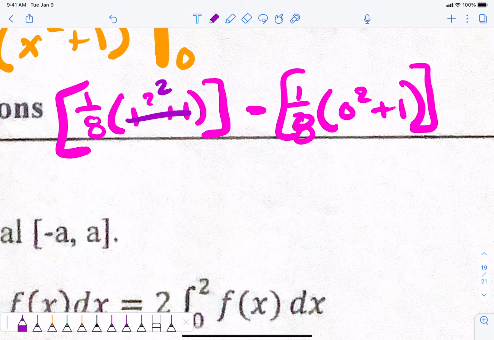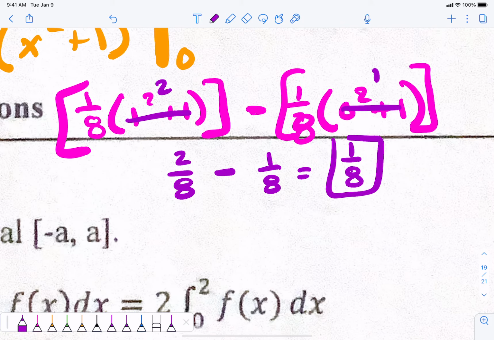What's 2 times 1/8? I'm going to leave it as 2 eighths for just a second because we're going to need a common denominator. So you're right, it is 1/4, so it's 1/8 minus 0 squared plus 1 is 1, and 1 times 1/8 is 1/8. That's why I wanted to leave that as 2 eighths. So the answer is half of a fourth, or 1/8.